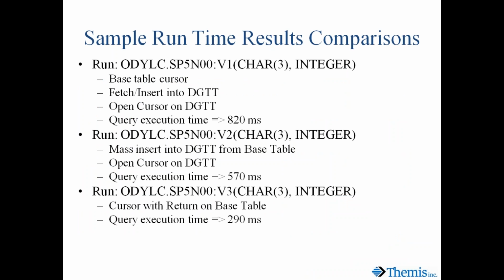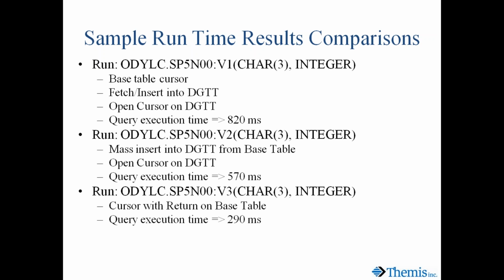Now, I've got a couple sample runtime results here. I had a stored procedure that was invoked. It had a base table cursor. It went against the base table, opened the insert cursor, fetched a row from the insert cursor, inserted into the declared global temporary table. When it was all done, it opened the cursor against the declared global table and returned it. And very small volume of data, and it ran 820 milliseconds.